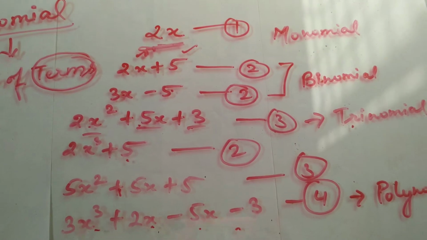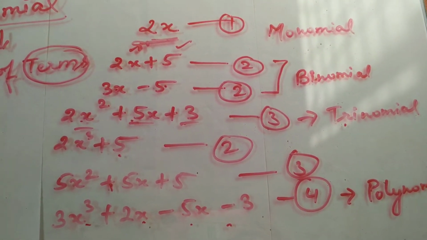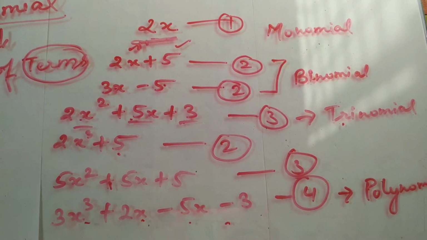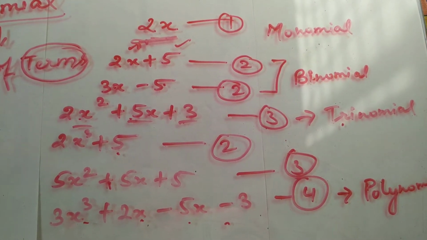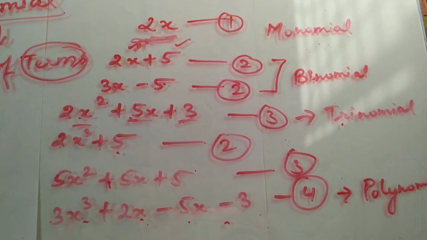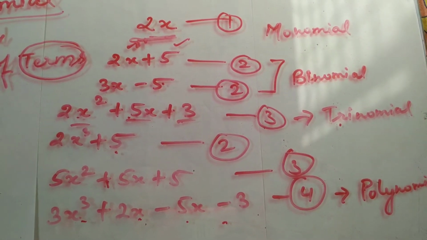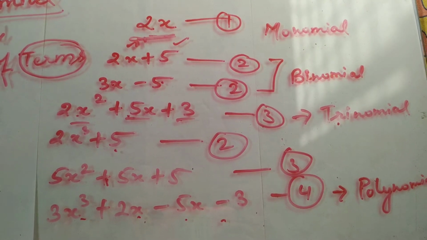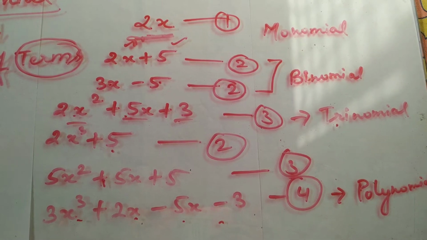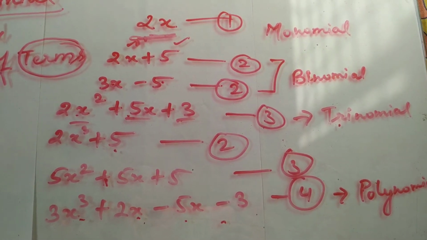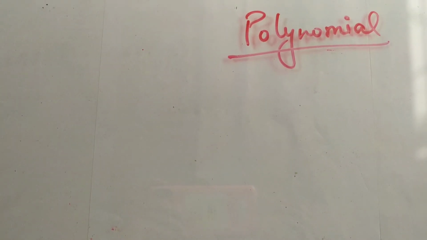We simply call it a polynomial whenever it has more than three terms. Otherwise we give a specific name to the polynomial, which is monomial, binomial and trinomial. That means we can decide the type of polynomial on the basis of terms. There are three types of polynomial on the basis of terms: monomial, binomial, trinomial. Whenever the number of terms is more than three, it is simply called a polynomial.